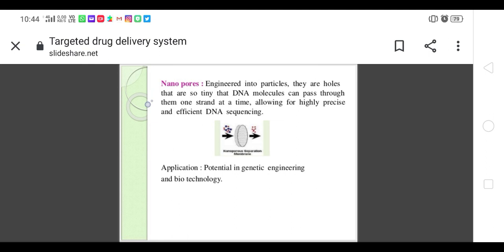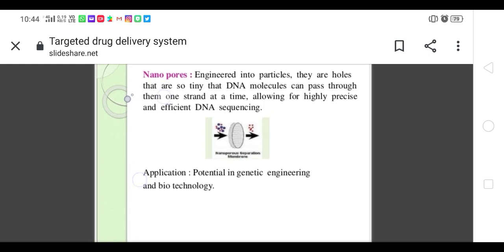Nanopores, they are again engineered into particles. They are hollow particles. They are so tiny that DNA molecules can pass through them, one strand at a time, which allows highly precise and efficient drug sequencing. Right. So it is very important for genetic engineering and biotechnology. The most frequently and most widely used carrier for targeting in genetic engineering and biotechnology is nanopores.